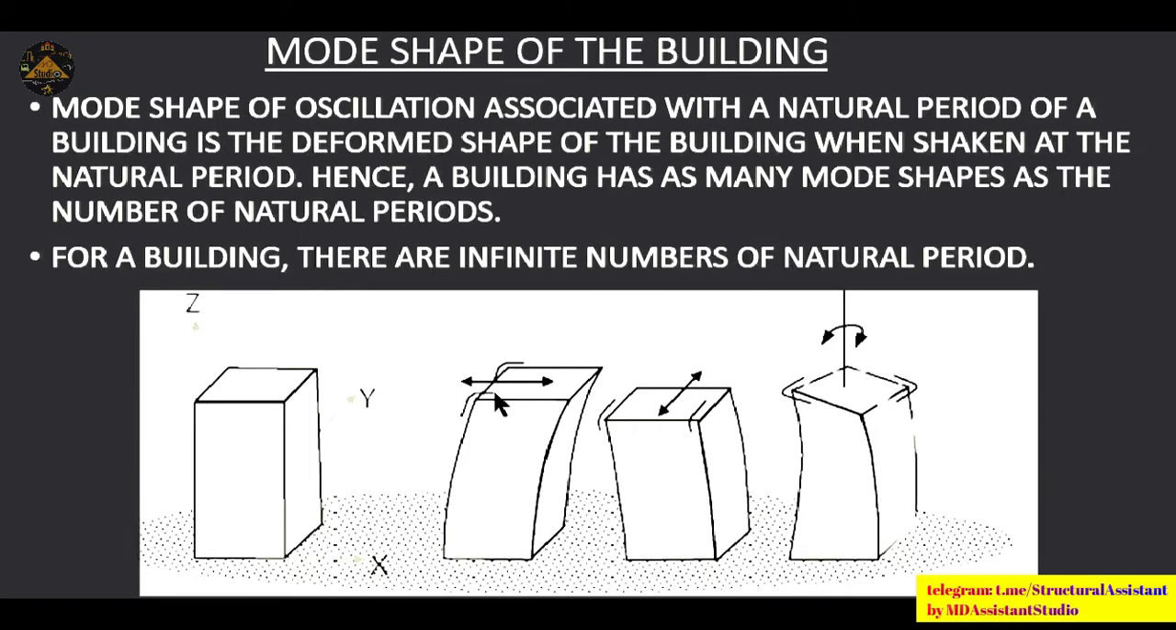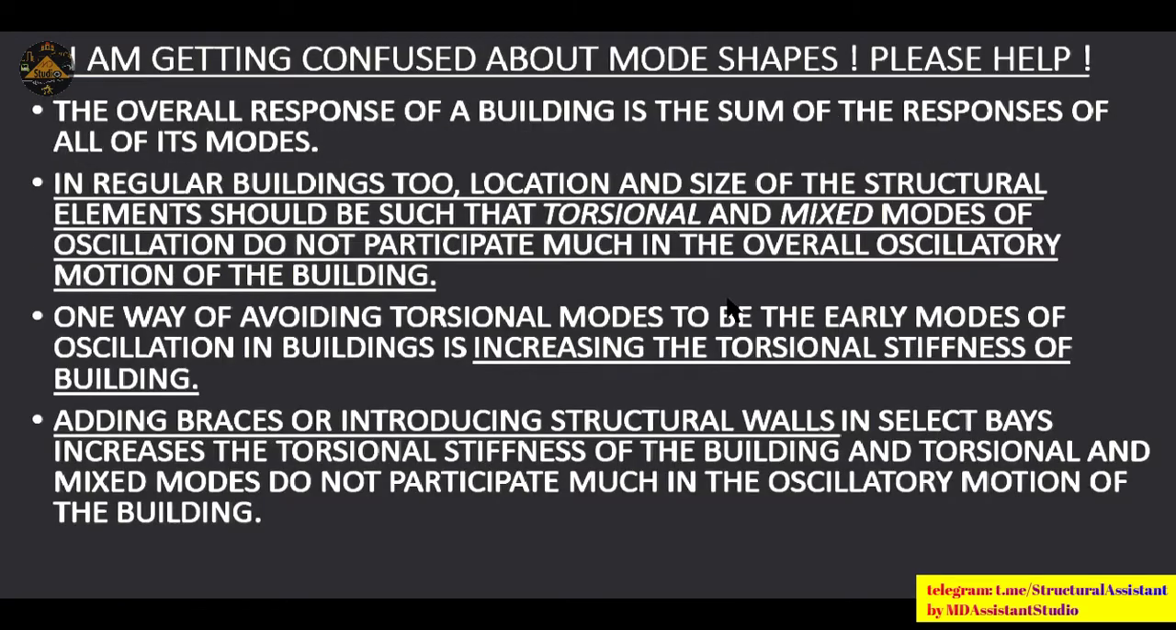Number one is pure translation along the x-axis, second is pure translation along the y-axis, and third is rotation. Mode shapes can be confusing in the beginning. If you are reading about mode shapes for the very first time, you should always remember that the overall response of a building is the sum of the responses of all of its modes. So if we assume that the building has 24 mode shapes, the building's combined behavior is the combination of all those 24 mode shapes.